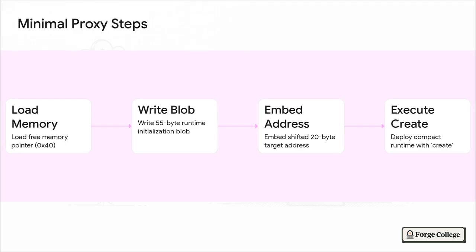Step 3 is where the magic trick happens. It takes the 20-byte address of your master implementation contract, shifts it perfectly into place, and embeds it directly into the clone's bytecode. And step 4, it executes the create opcode. Boom. You've just deployed a tiny, incredibly cheap contract whose only job in life is to catch incoming calls and unconditionally forward them to that embedded master address.